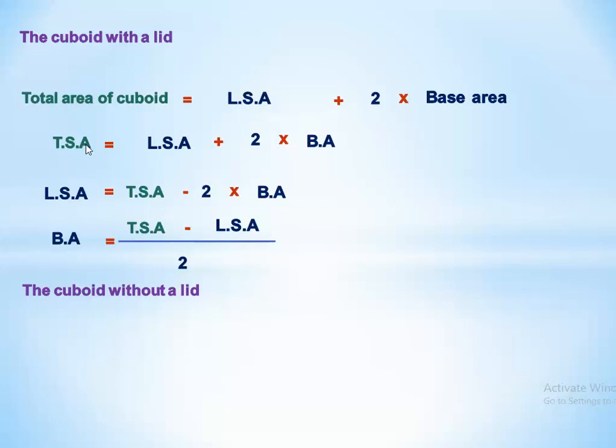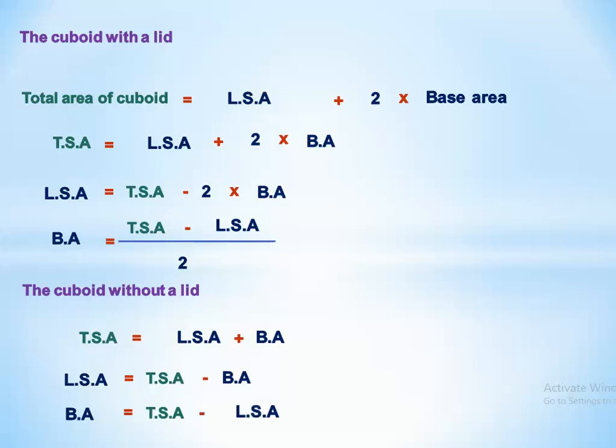If we have a cuboid without a lid, it will be missing one of these bases. TSA equals lateral plus 1 base area. If I want to calculate lateral, it will be TSA minus base area. If I want to calculate base area, it will be TSA minus LSA.